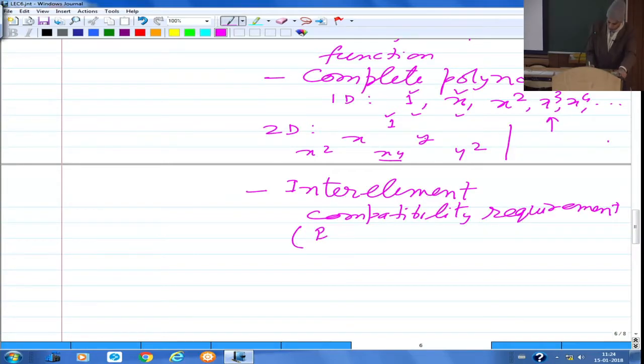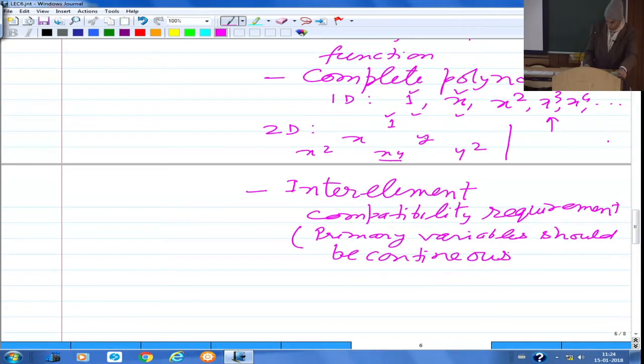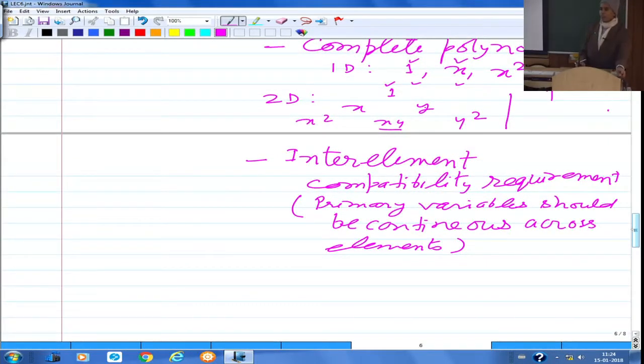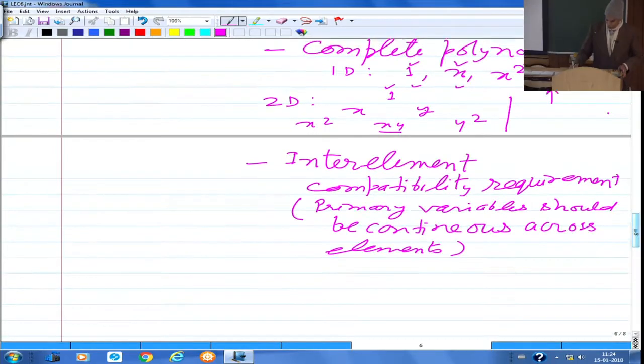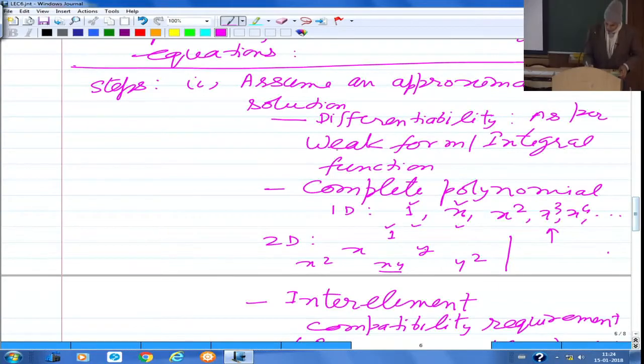So here, for the general case, we would say primary variables should be continuous across elements. So this decides the boundary nodes, what should be the degrees of freedom. So these are basically the guidelines which need to be satisfied when we assume the approximate solution.